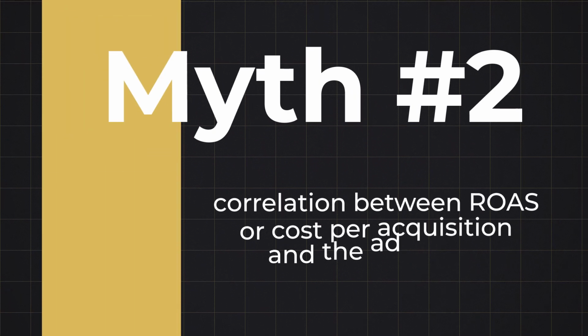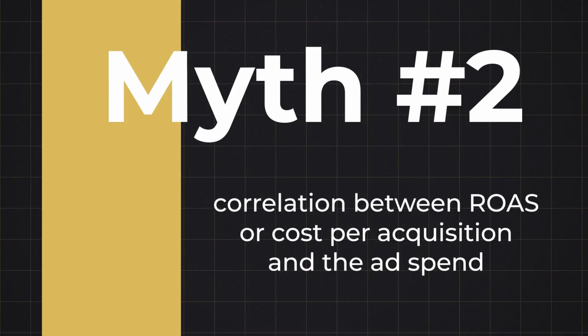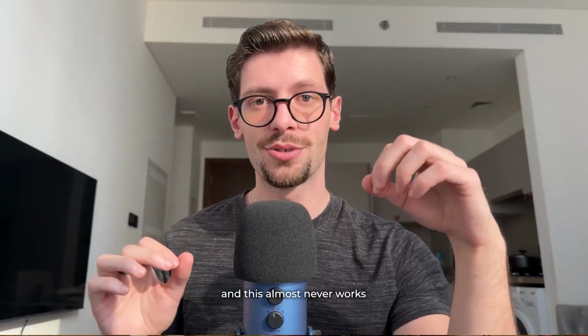And that is the correlation between ROAS, or cost per acquisition, and the ad spend. Many people, especially beginners, think that, hey, I have a ROAS of 4, so I convert $1 into 4. Let's just spend as much as possible on this ad. This is very dangerous, and this almost never works. And the reason for that is because there's this ROAS and ad spend correlation. Let me show you exactly what I mean by that.